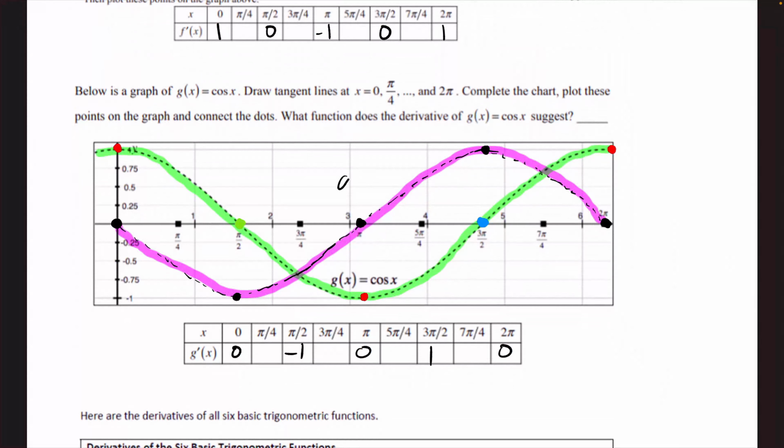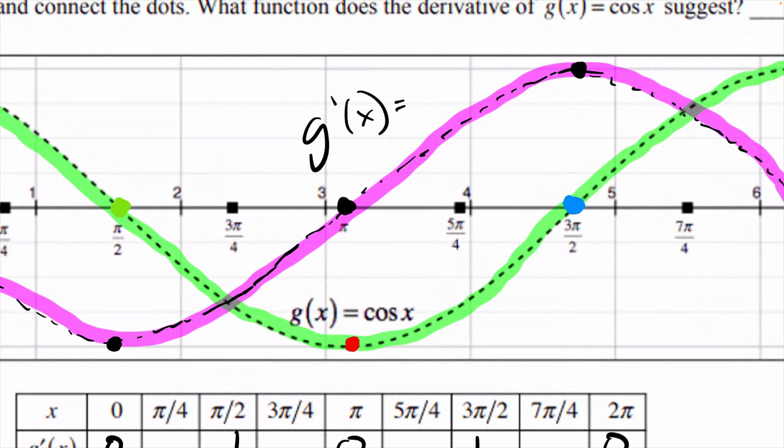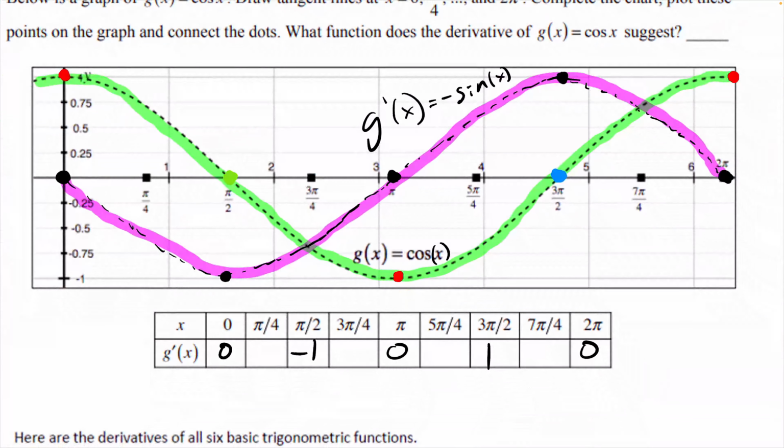So we would say g prime is the opposite. How do we say opposite? In math, when we say opposite, that usually just means negative, right? So cosine, what is cosine's derivative? Not quite sine, it's actually the opposite of sine, negative sine. Negative sine. Okay? So that's 2 of them. I'm going to show you one more.